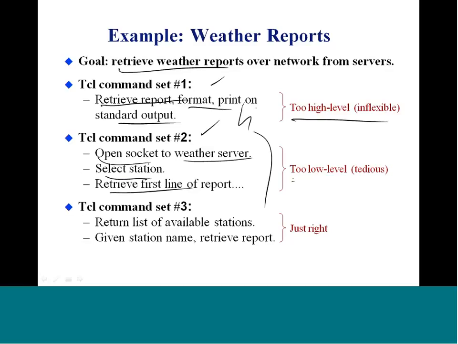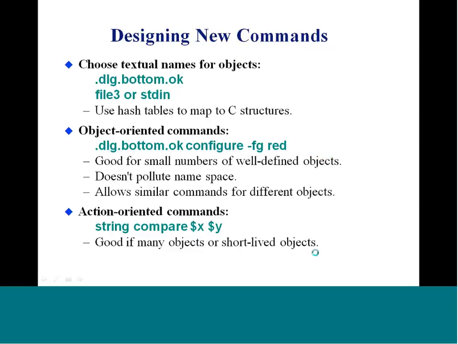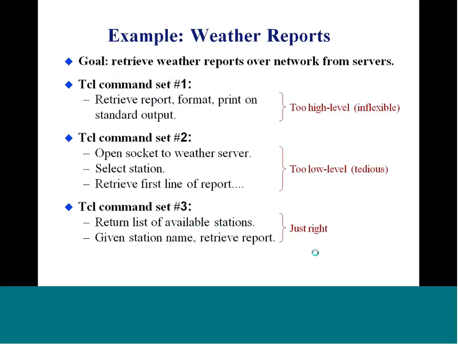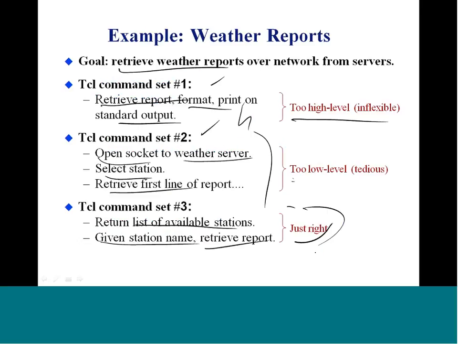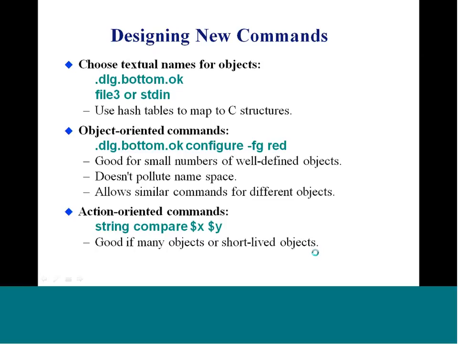Now consider a third command set, which returns the list of all the available stations and, given a station name, retrieves the report. That's it. That's your command structure. This is just right. So we will look at how to do it with these kinds of commands. In this section, for designing a new command, we want to make sure that we choose the textual names for the objects.